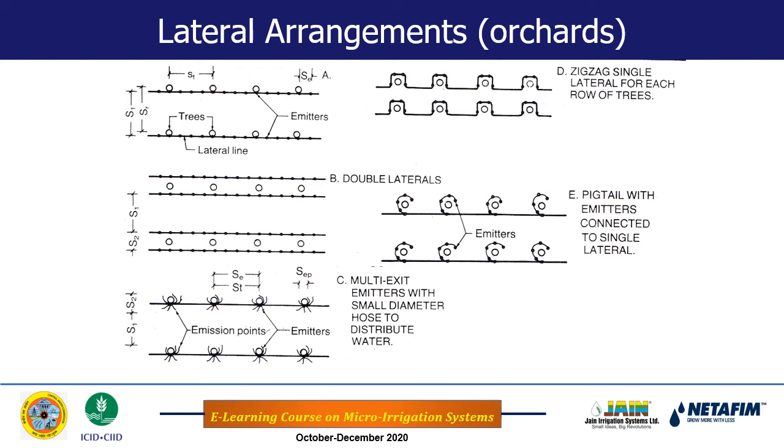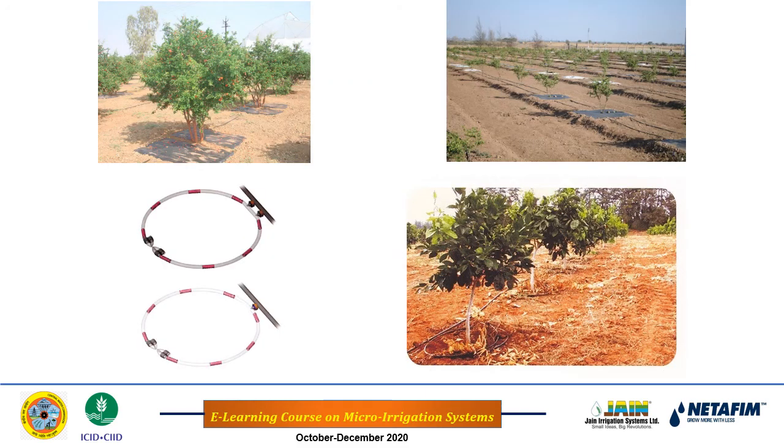Or we can have these laterals. Now you see the right side figure. We can have the lateral wound around the tree, like this. So we can make such an arrangement as well. Or we may have one lateral, and to this lateral a small piece of lateral is attached, which is wound over the tree, and on this small piece there are the emitters. So these are the different lateral arrangements.